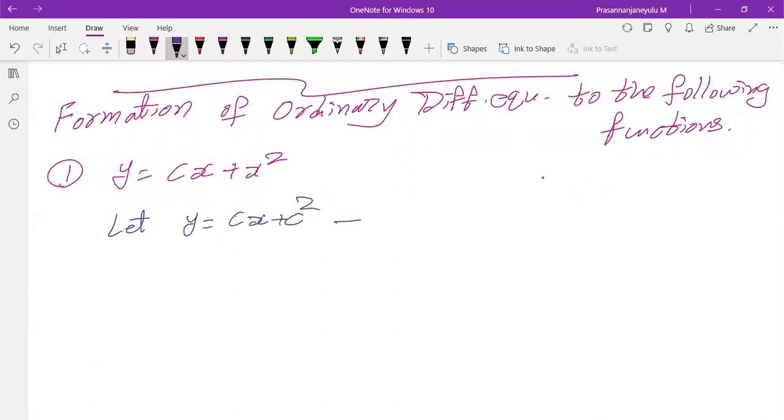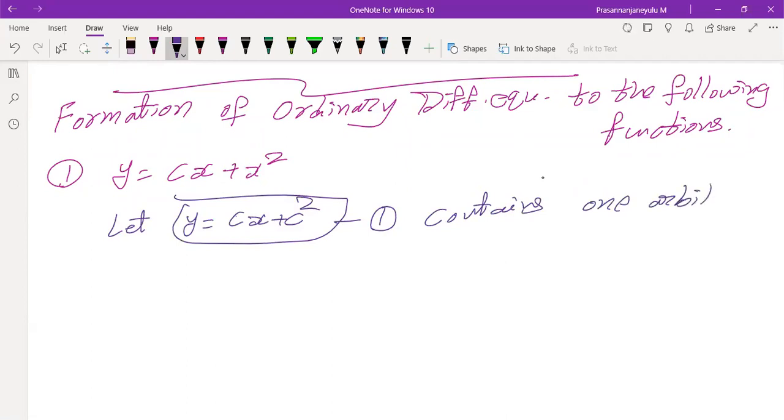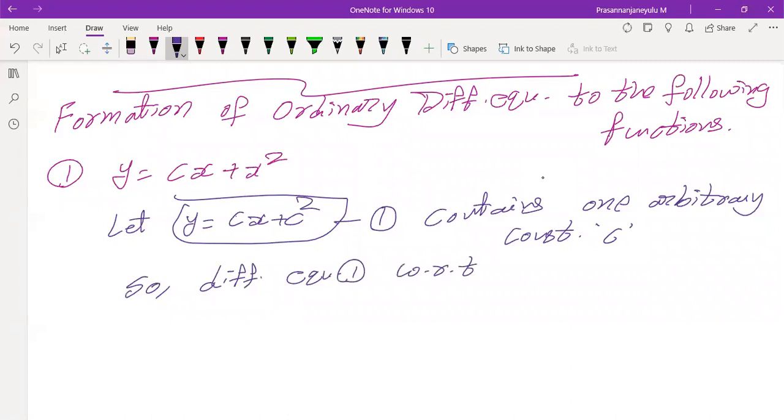How many arbitrary constants are there? Taking this as equation number 1, it contains only one arbitrary constant. What is that one arbitrary constant? c. So how many times do we have to differentiate? Differentiate equation 1 with respect to x. How many times? Only one time, because of one arbitrary constant.